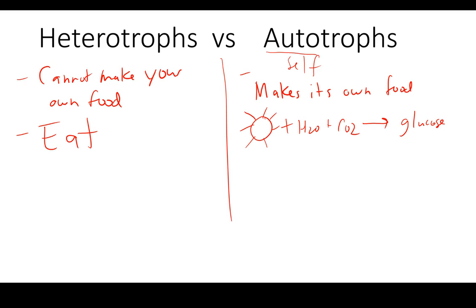Which category do we fall into? Right, so obviously we're on this side. We have to go out and get our food. In the past, we used to hunt and gather. Now you do what? Go to the cafeteria or Giant Eagle, right?